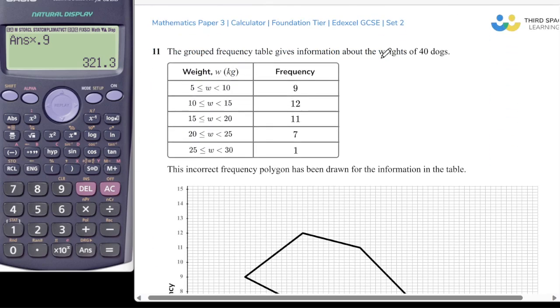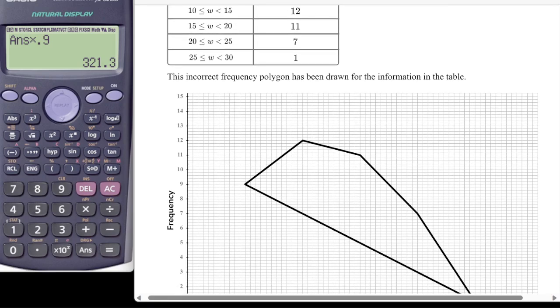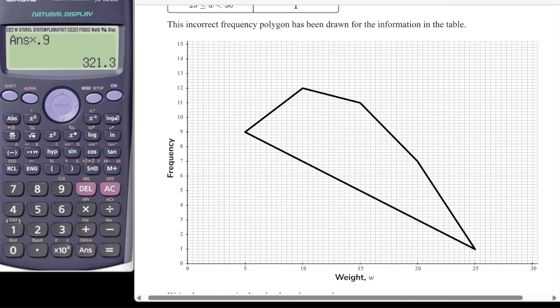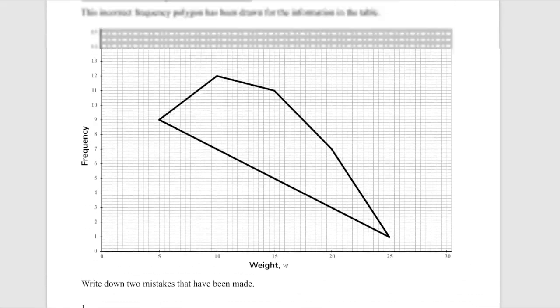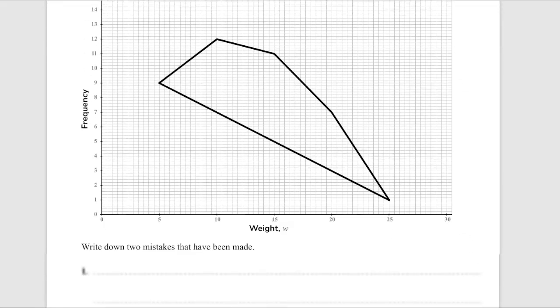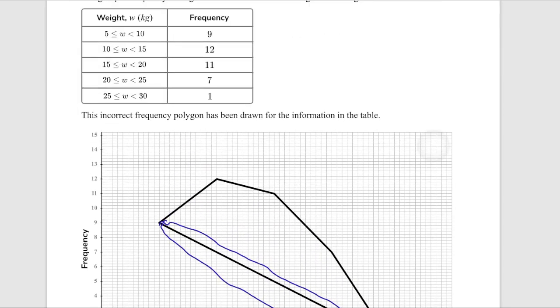Right, question 11. The group frequency table gives information about the weight of 40 dogs. This incorrect frequency polygon has been drawn for the information in the table. Write down 2 mistakes that have been made. Before I look at the table, I'm going to guess this joining up is going to be one of the mistakes. Other common mistake, I'm not sure whether it applies here, is that these should be plotted at the midpoint, so that's going to be the first one I check for.